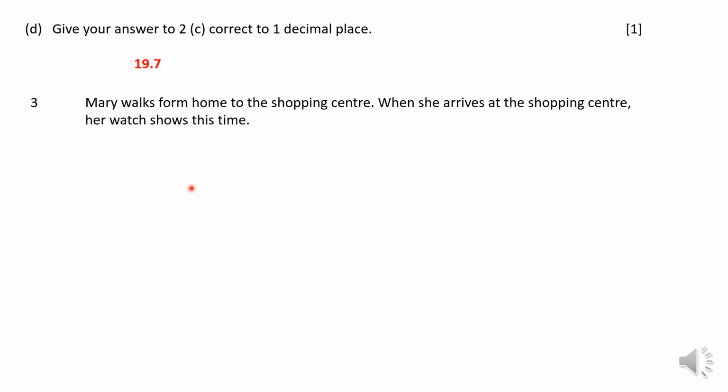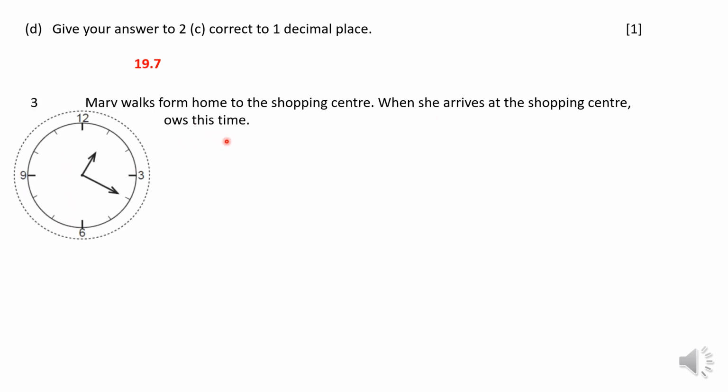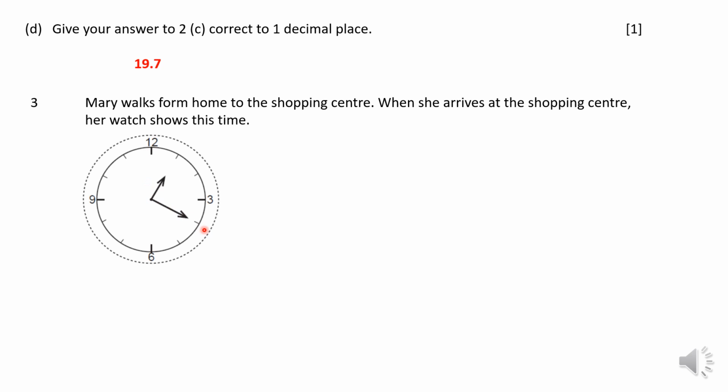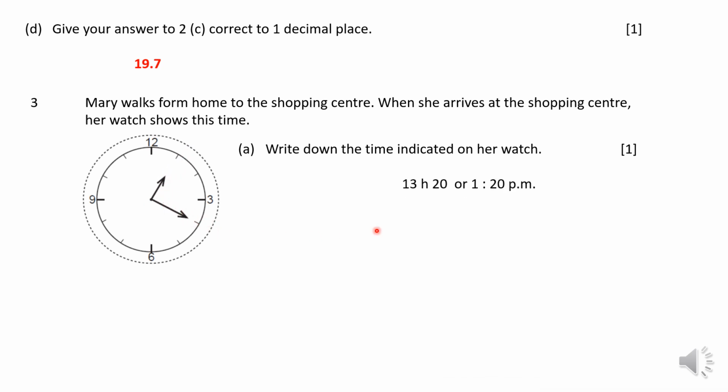Question 3 is a very interesting question. It says Mary walks from home to the shopping center. When she arrives at the shopping center, her watch shows this time. So this is the time that is shown on her watch. The question is asking, write down the time indicated on her watch. As you can see clearly, it's 20 minutes past 1.